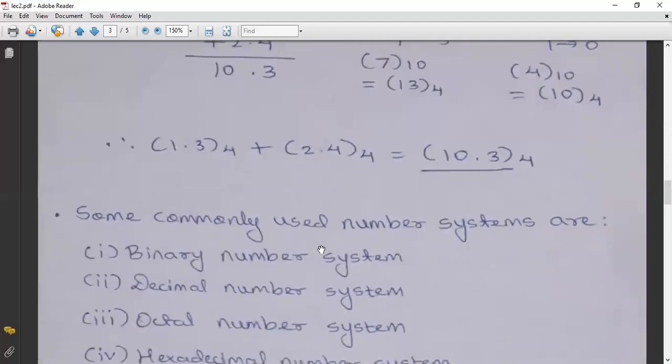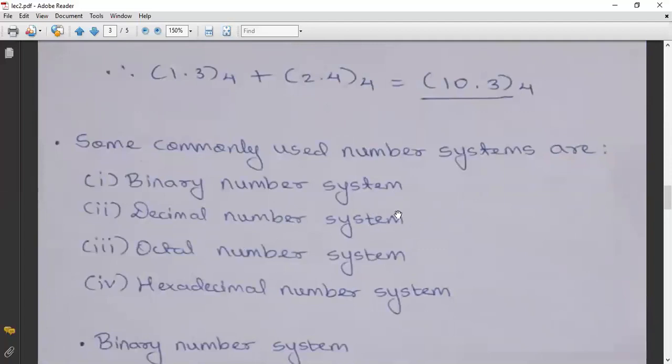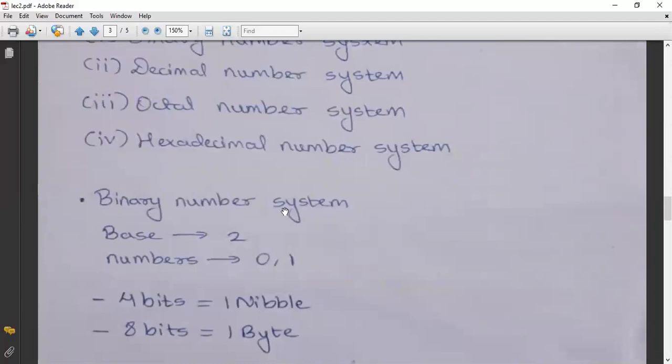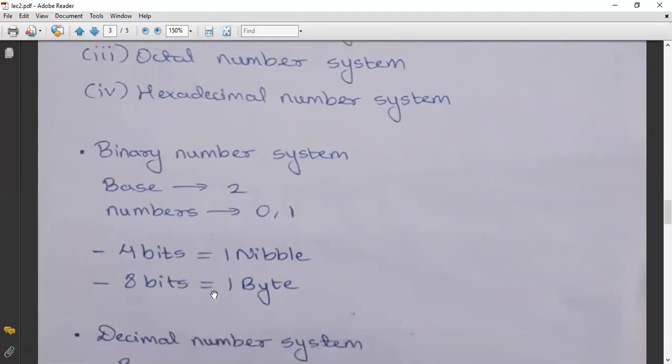Now let us go further and read some number systems. So these are some different kinds of number systems: binary number system, decimal number system, octal number system, and hexadecimal number system. So let us see what the binary number system is. The base of the binary number system is 2 and the numbers included in this system are 0 and 1 only. These numbers are known as bits. Whenever 4 bits come together, we call it 1 nibble, and whenever 8 bits come together, we call it 1 byte.